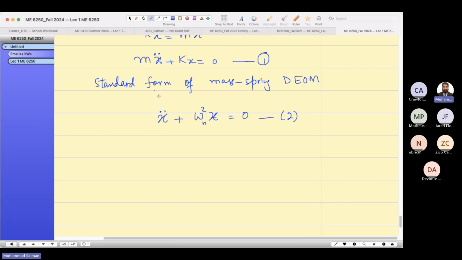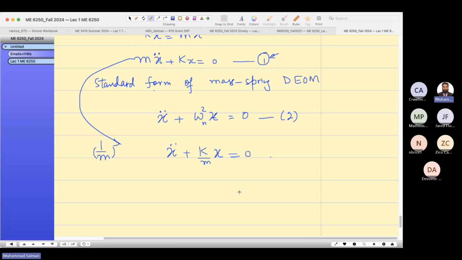So compare. Now our equation one is not in the standard form. Why? Look at the coefficient of x double dot. Our equation has the coefficient m, but the standard form says you should have a normalized coefficient, like 1, for x double dot. So can I do some arrangement? If I multiply the whole equation by 1 over m, can I write it like this: x double dot plus k over m times x equals, can I write it like this?